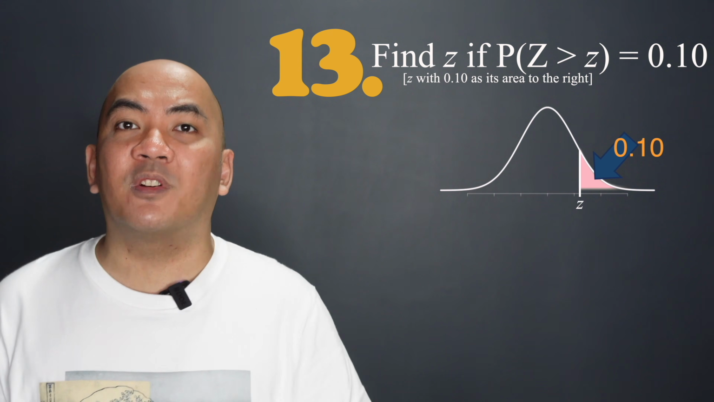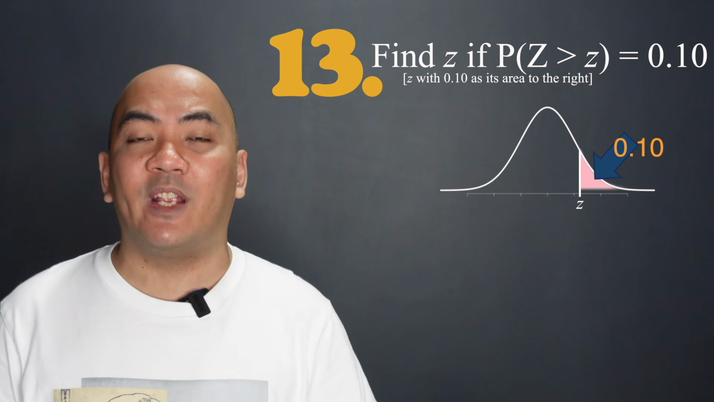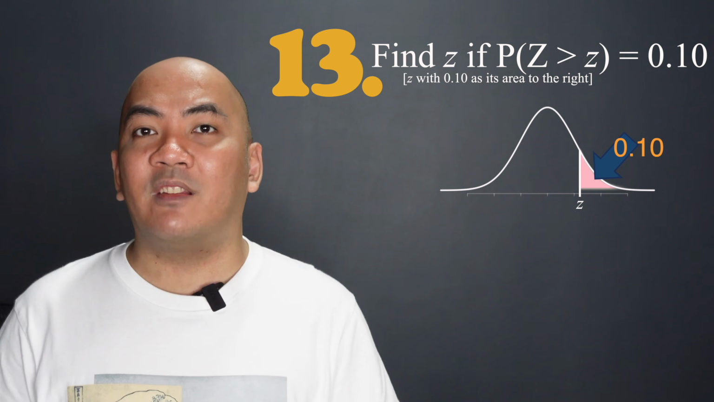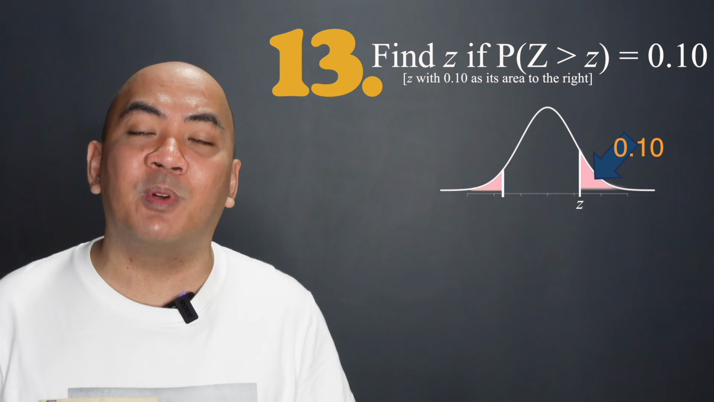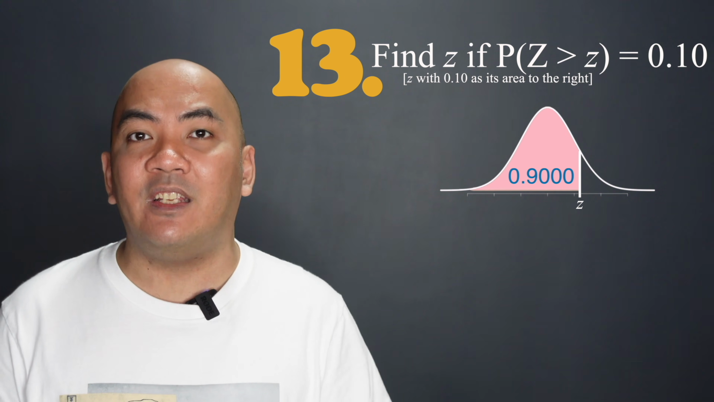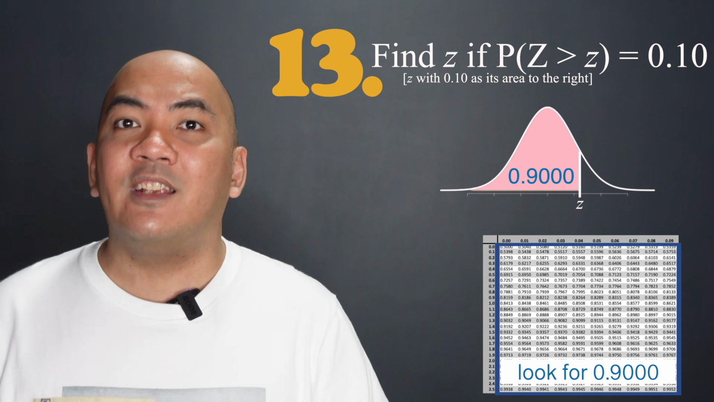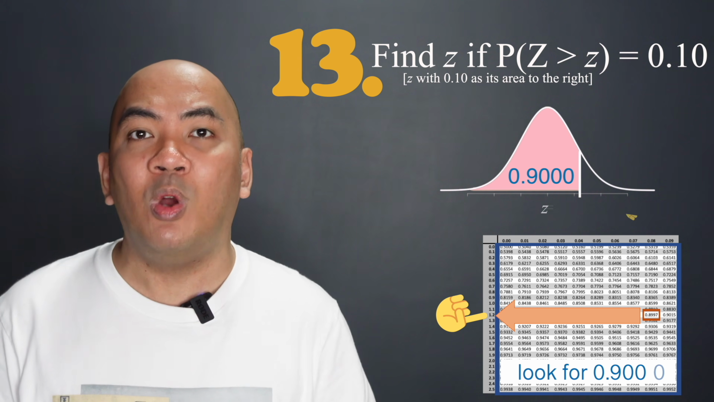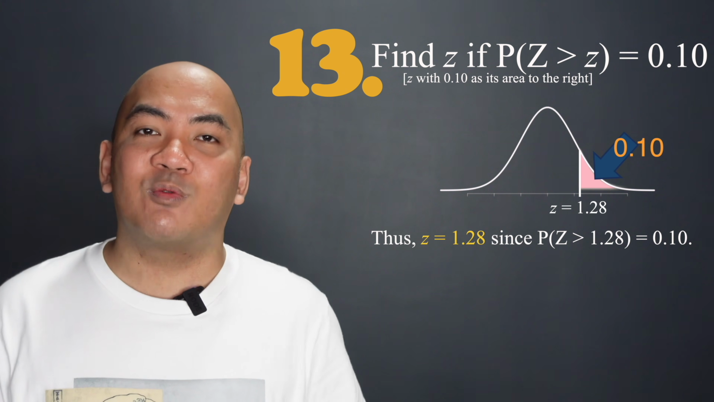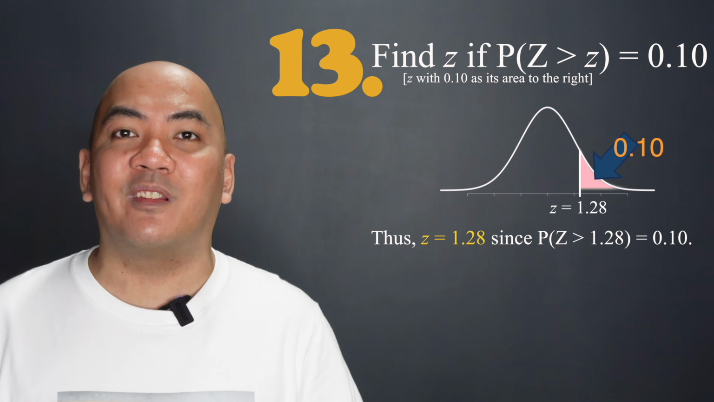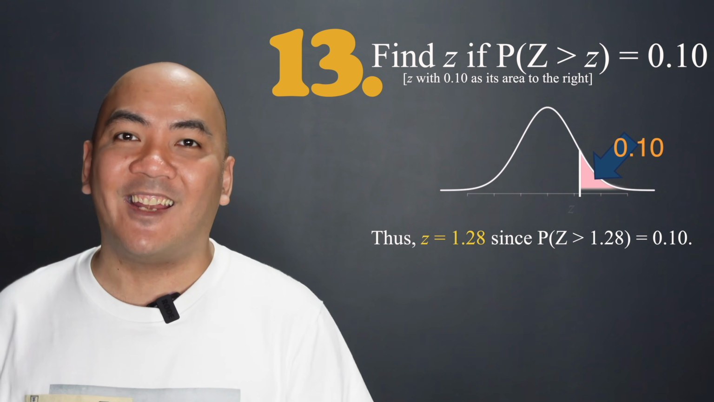Same thing if we're looking for z in which the area to the right is 0.10. Just subtract 0.10 first from 1 to get the cumulative probability, which is 0.90. Then taking a look at the table, 0.9000 is when z equals 1.28. Thus, we may say that the probability of z greater than 1.28 is 0.10.